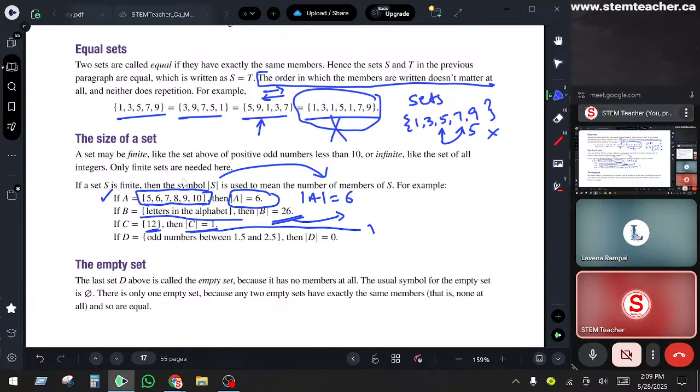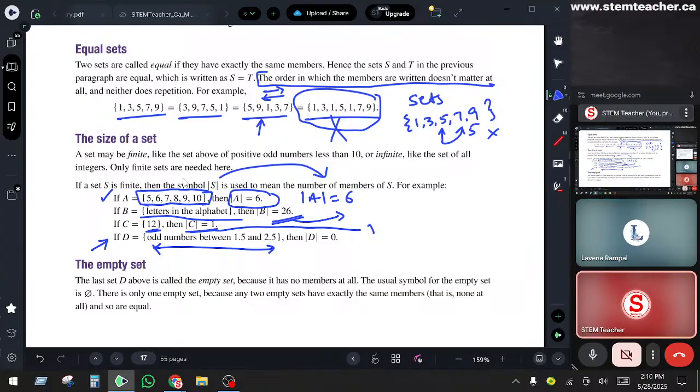Odd numbers between 1.5 and 2.5. How many odd numbers are there between 1.5 and 2.5? Give me the answer. What is the element of 6? What is the element of P? What is the element of T? What is the odd number in P?